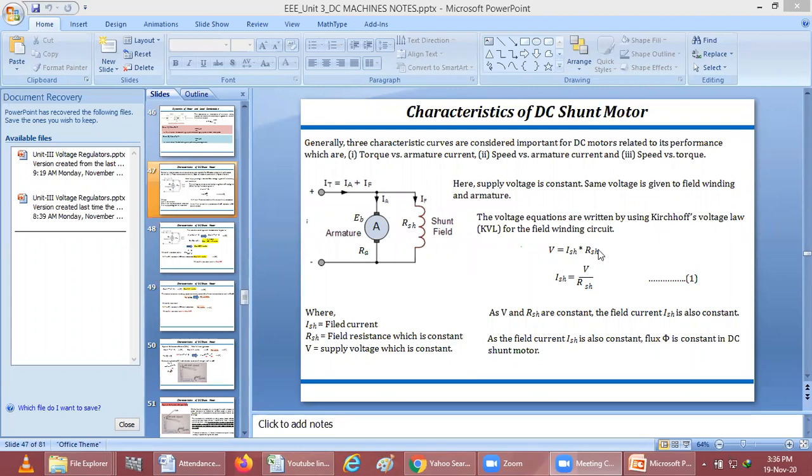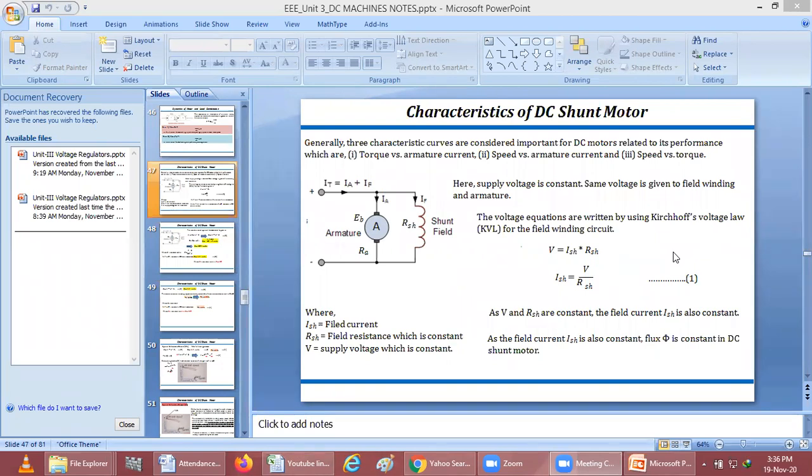If this rotates, we say the speed is denoted by the letter N. Then we saw that if we calculate the EMF, we get NPϕZ upon A upon 60. Because we measure the speed of that rotor in rotations per minute, but when we calculate the generated EMF or back EMF, we take time in seconds. So we convert that rotation per minute into rotation per second.